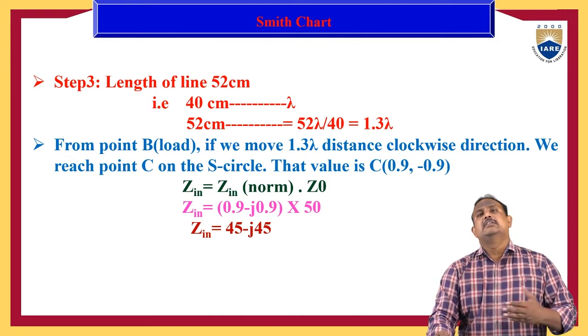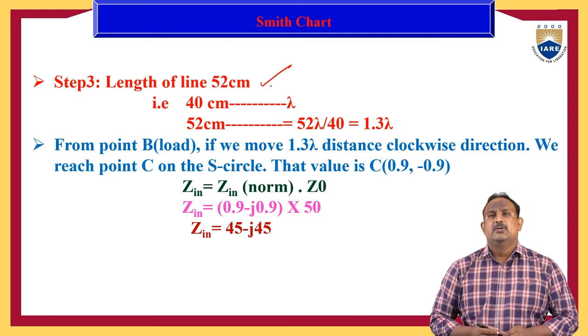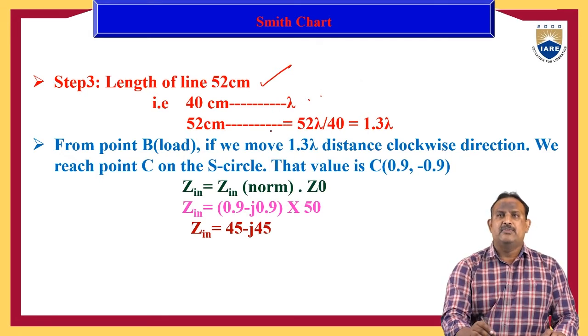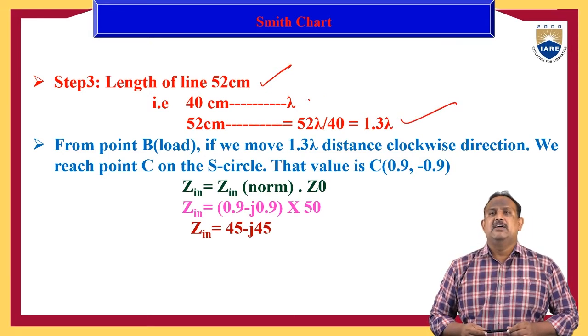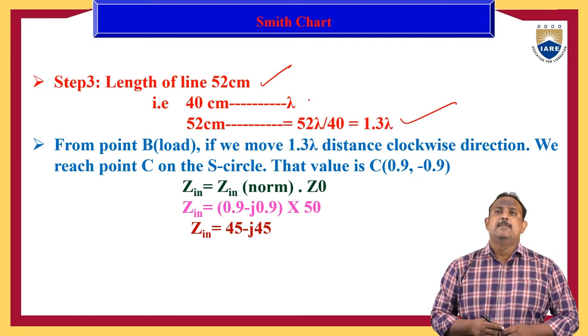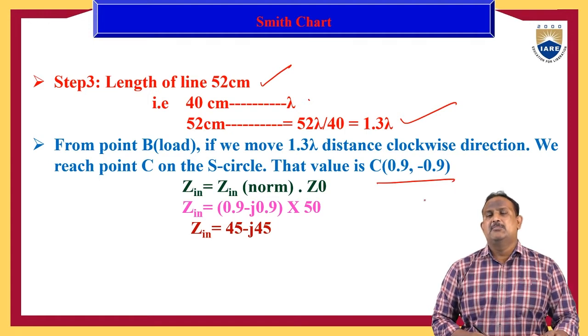Next, the length of the transmission line is given as 52 centimeters. For 40 centimeters, we have lambda. For 52 centimeters, the value in terms of lambda is 52 into lambda by 40, therefore it is 1.3 lambda. So 1.3 lambda means from the point B, if we move 1.3 lambda distance in the clockwise direction, we reach a point C on the SWR circle. The coordinates of the point C are 0.9, minus j0.9.